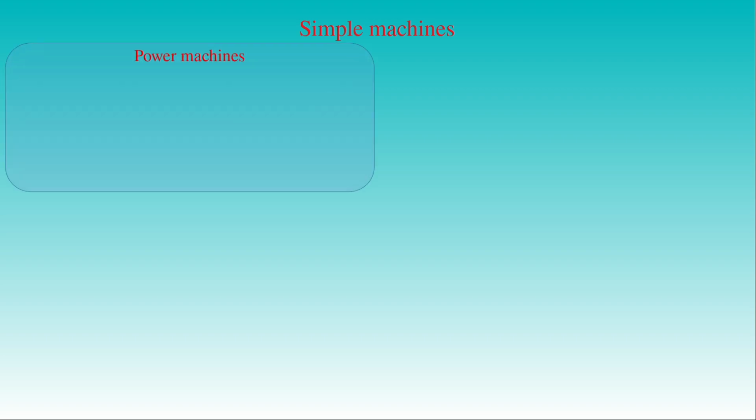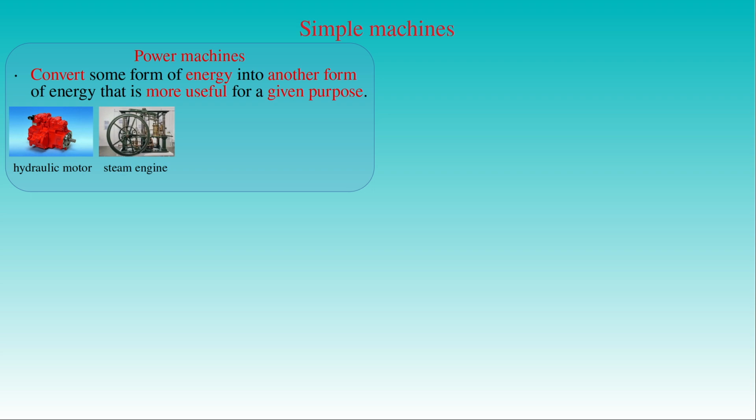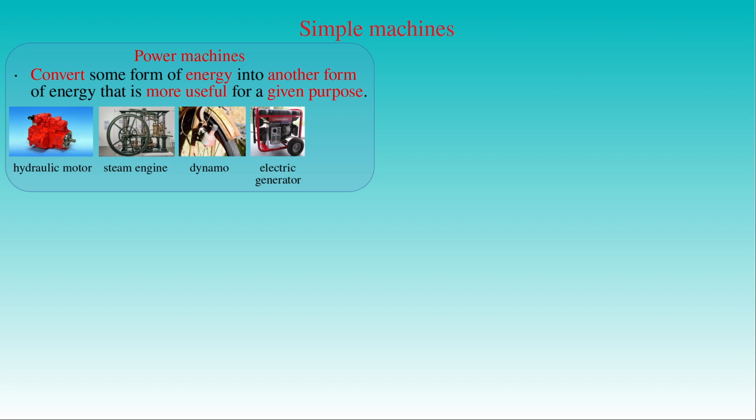Power machines or prime movers convert some form of energy into another form of energy that is more useful for a given purpose. Power machines are, for example, hydraulic motors converting hydraulic pressure into mechanical energy, steam engines converting heat into mechanical energy, dynamos or generators converting mechanical energy into electric energy, or electric motors converting electric energy into mechanical energy.